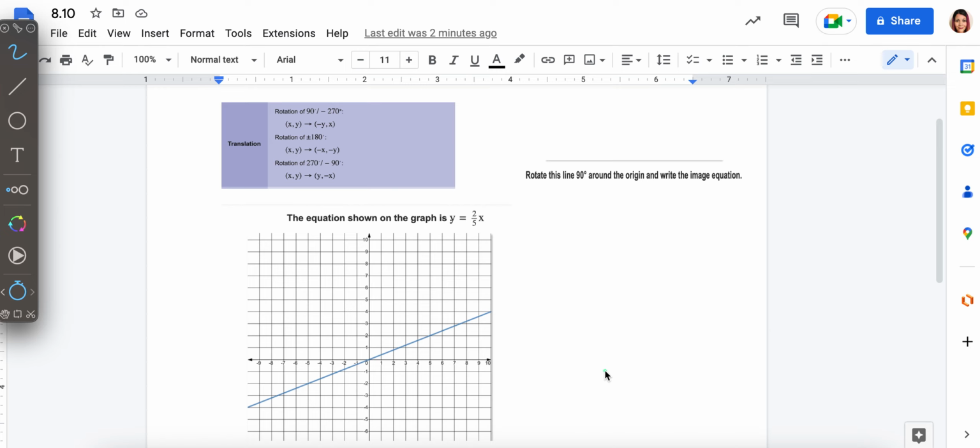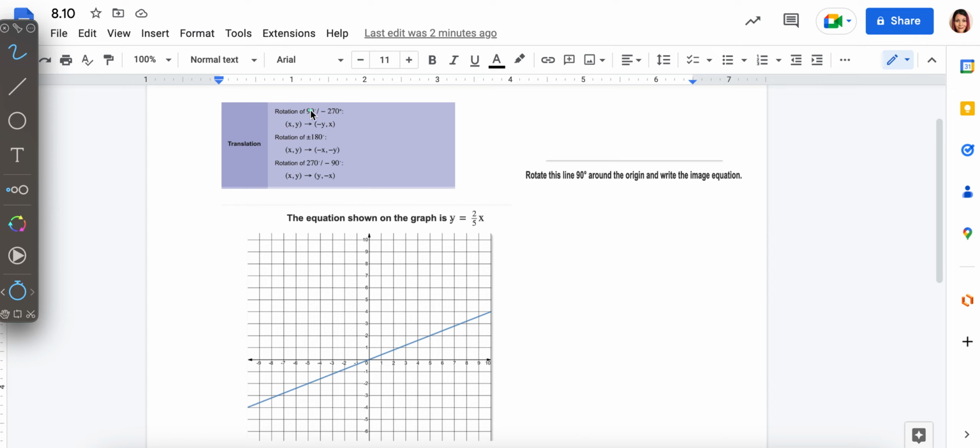Hi, I'm Jesslyn, and in this video, we are going to translate a line, and then we're also going to compare linear functions and their translations. So again, if you don't know what translations or transformations are, make sure you watch the video on transformations first.